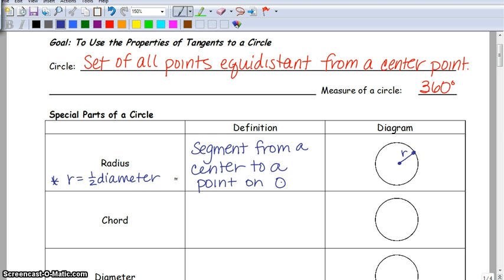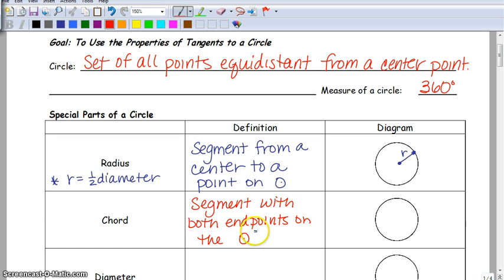Now, this next one is called a chord, and a chord is a segment with both endpoints on the circle. So we could draw a bunch of chords anywhere we wanted to, as long as they're both inside the circle, then you've created a chord. Just a side note, if you have a chord going through the center, then it would be the diameter.